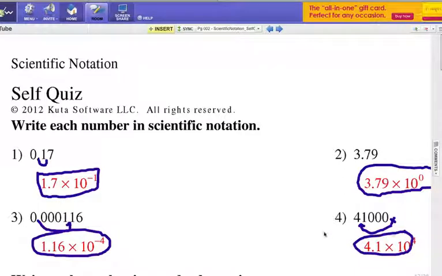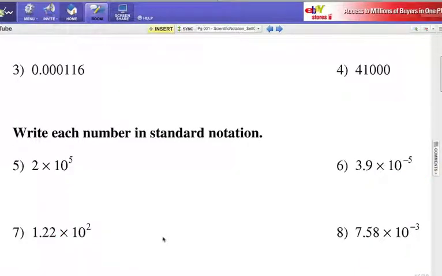All right, next group. In 5 through 8, it's already in scientific notation. We want you to write it back in standard notation with the decimal point, placeholder zeros, and commas where necessary. All right, pause it.